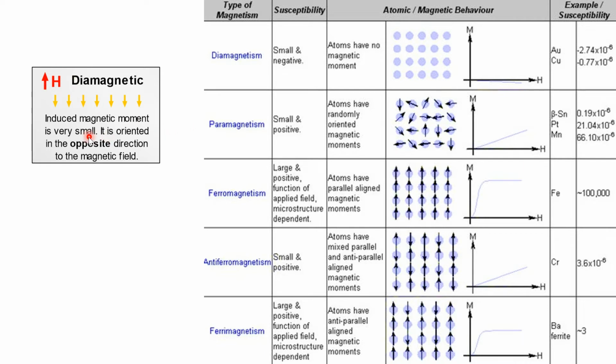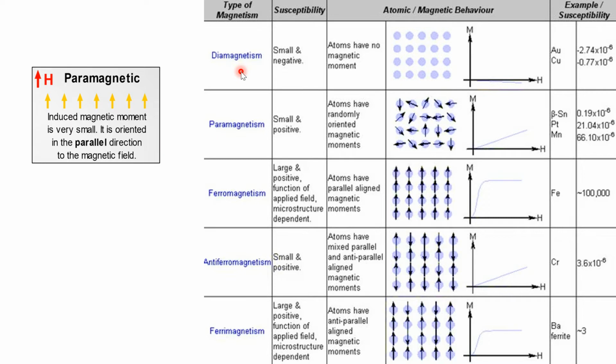In a diamagnetic material, the induced magnetic moment will be very, very small, and hence the susceptibility will be small and negative. We should also remember that these are the spin alignments. Here we can see that H is in one direction and the yellow arrows are in the opposite direction. Therefore, it is oriented opposite to the direction of the magnetic field. There is no net magnetism in the material, as we can see from the M versus H graph. A few examples include gold, copper, etc. The susceptibility values are very small, that is 10 power minus 6, and they have a negative sign. So that is the diamagnetic material.